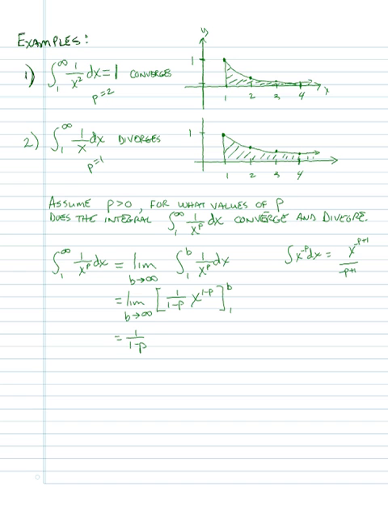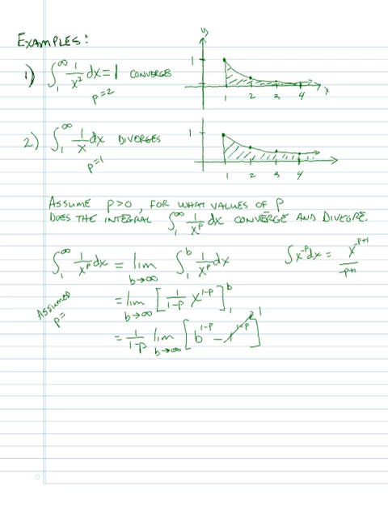And so we're going to have the limit as b approaches infinity, and when we evaluate x to the power 1 minus p at b, we'll have b to the power 1 minus p, and then we'll subtract, and when we evaluate at 1, we'll have 1 to the 1 minus p. But of course, 1 to the 1 minus p is certainly going to be equal to 1, isn't it?